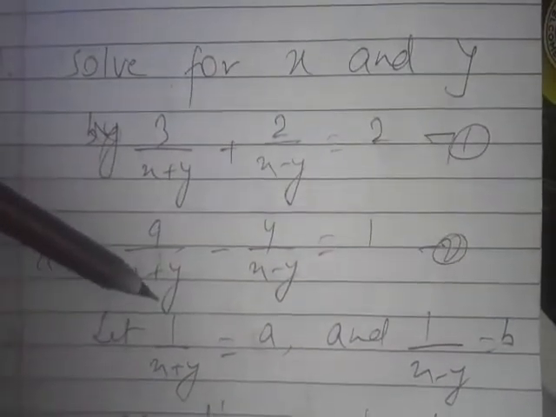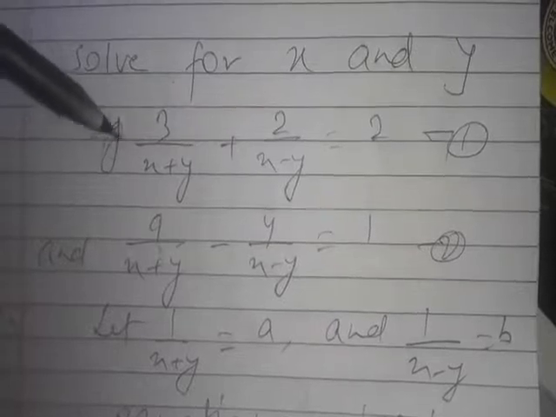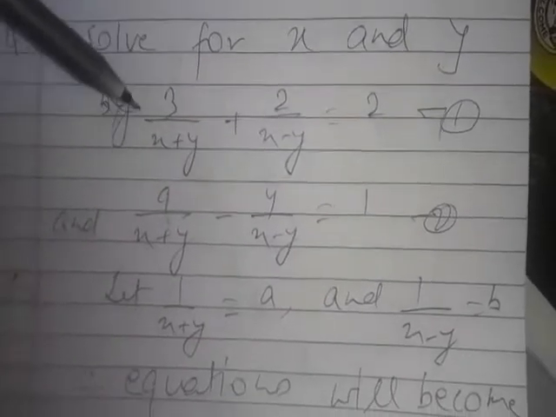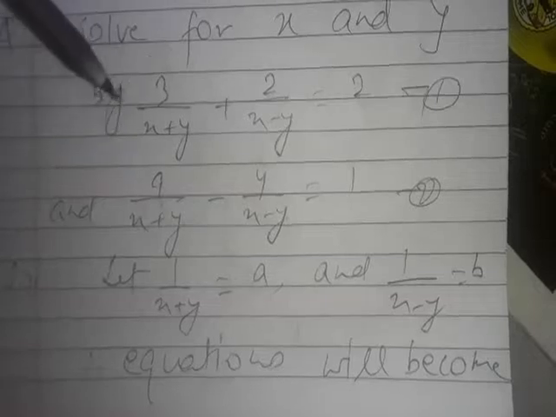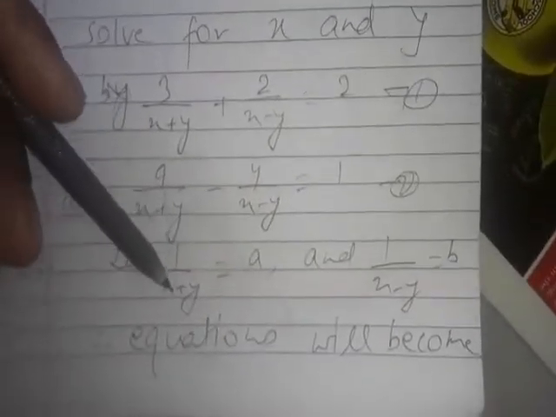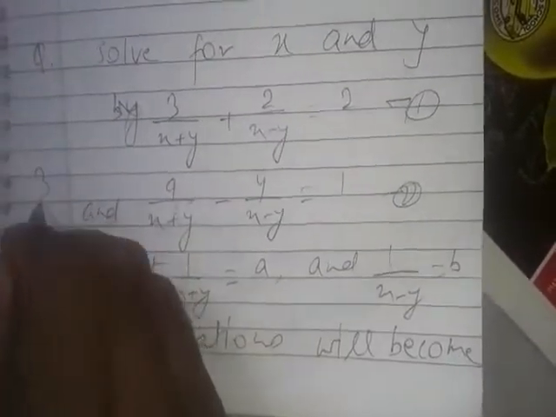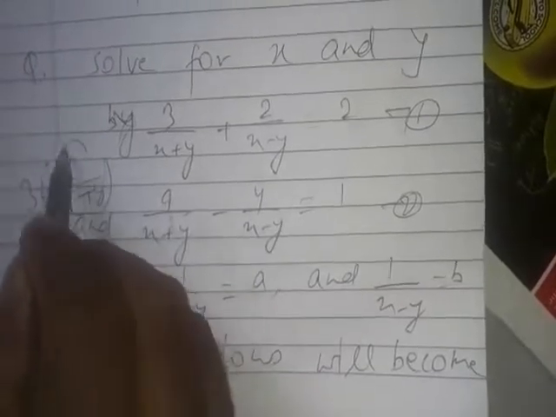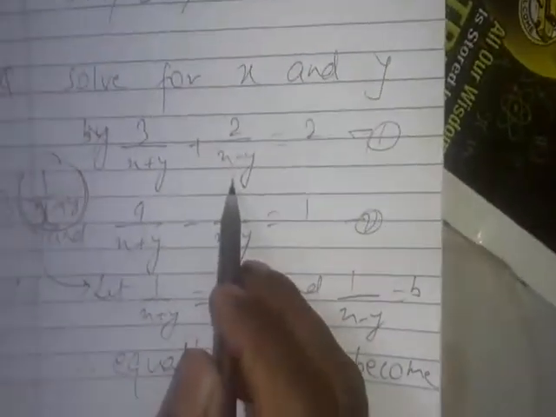To reduce these equations in the form of linear equation, we have taken one suitable value by ourselves, another variable for 1 by x plus y, because 3 by x plus y can be written as 3 times 1 by x plus y. So for this 1 by x plus y, we have taken another variable a, and 2 by x minus y can be written as 2 times 1 by x minus y. So for that 1 by x minus y, we have taken b.